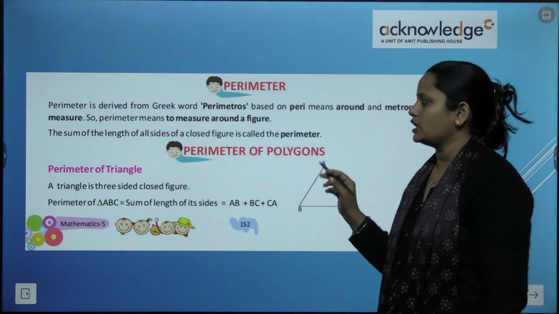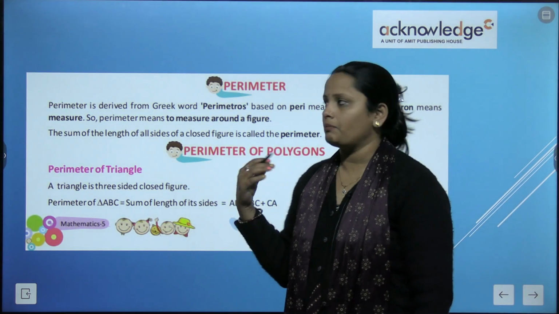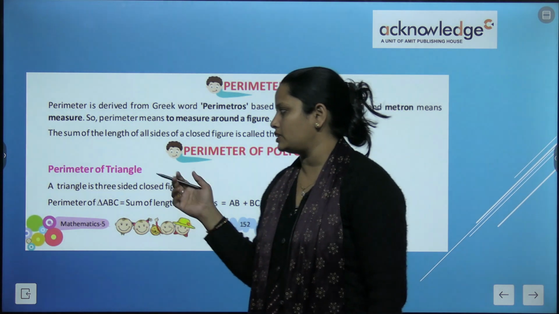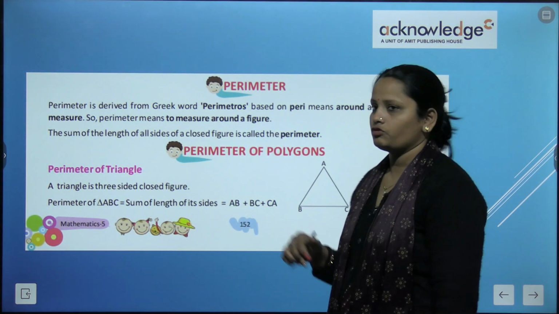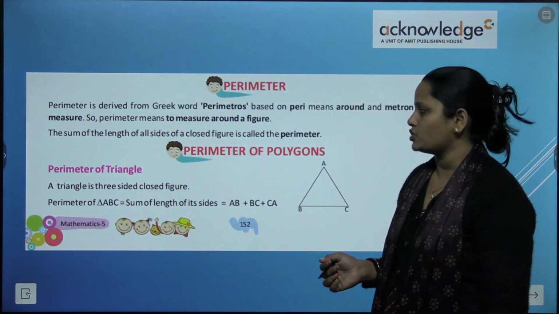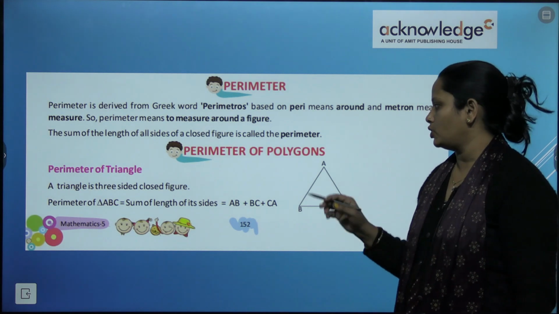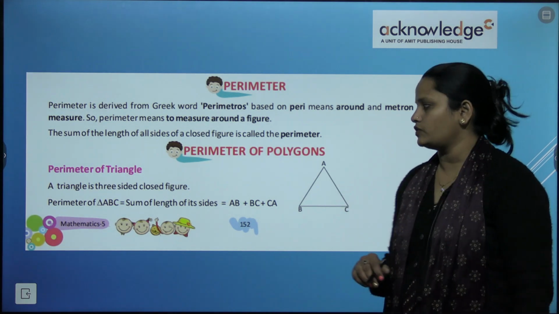कोई भी अगर closed figure है उसके जो भी sum of lengths हैं sides के उनको हम plus करते हैं, we get the perimeter. How can we find the perimeter of polygons? So here the first polygon is perimeter of a triangle. A triangle is three-sided closed figure. 3 sides होते हैं, ये closed figure होता है.